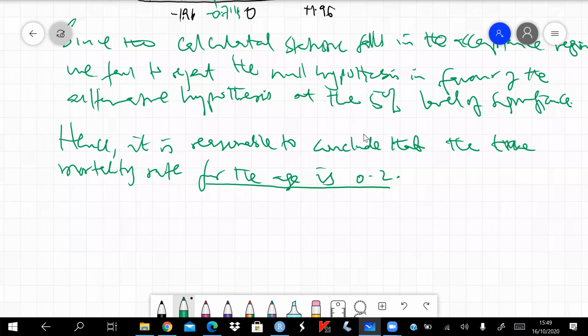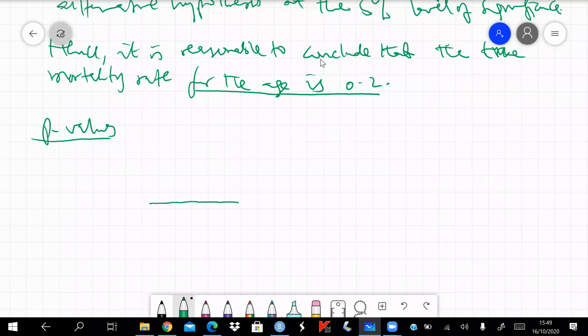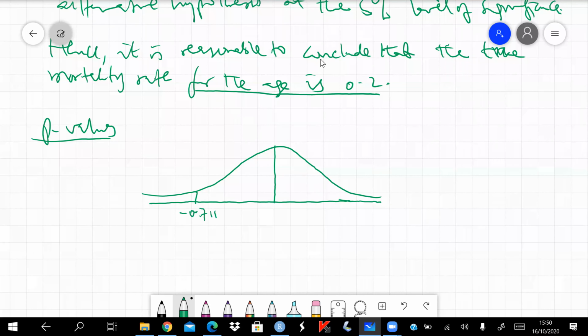So the same conclusion can also be obtained using p-values. And we are looking for this probability. This being a two-tailed test, and our observed statistic is here, 0.7115. So we're looking for this area and also for an equal area on the upper side.